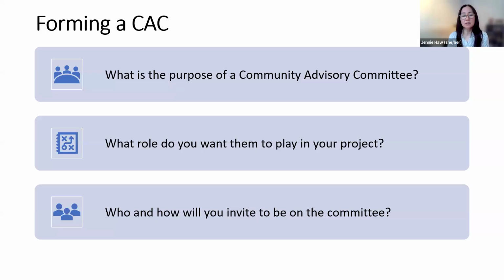Do you want them to steer the project? Are they there primarily for oversight? What role do you want them to play in the project? Are there any specific tasks that you want this community advisory group to be able to do? If so, you'll want to think about who will have the skills, experience, and resources to be able to do the things that you are asking them to do. And then who and how will you invite to be on the committee?